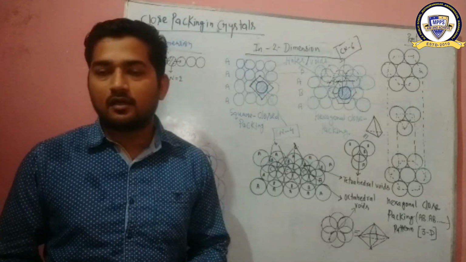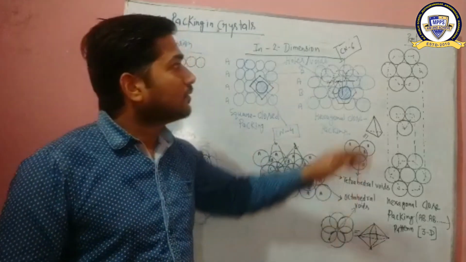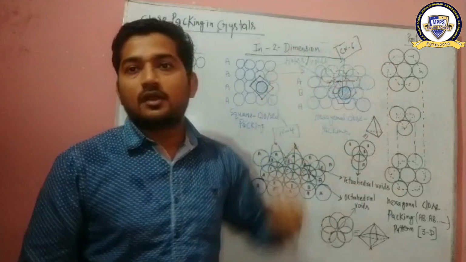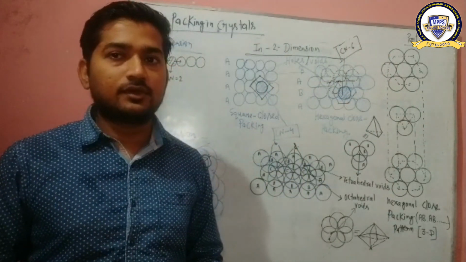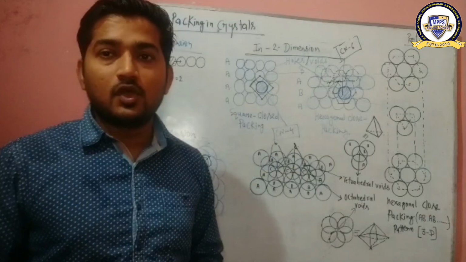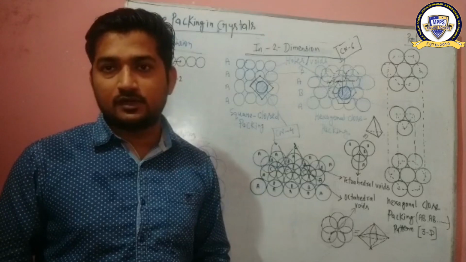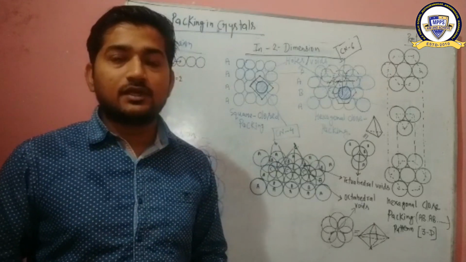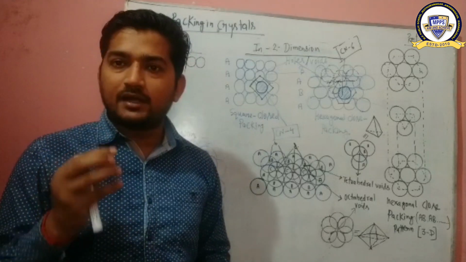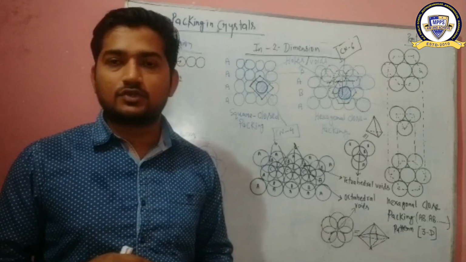Again, I am coming back in my lecture number 5. In lectures 1, 2, 3 and 4, we already discussed how many types of solids and how many types of crystal lattice are present. But in this lecture, we consider how particles are arranged in crystalline solids.